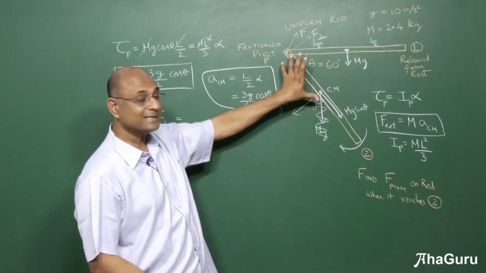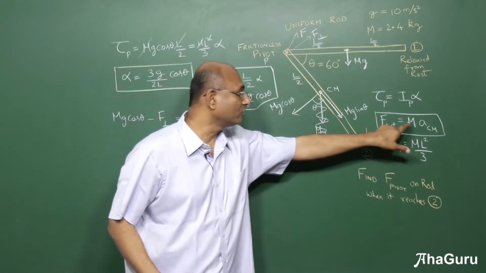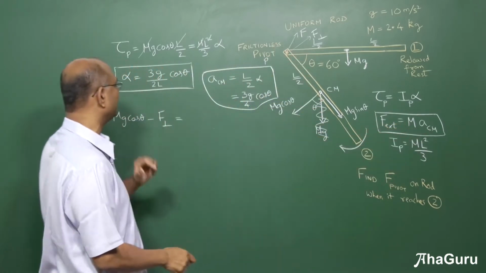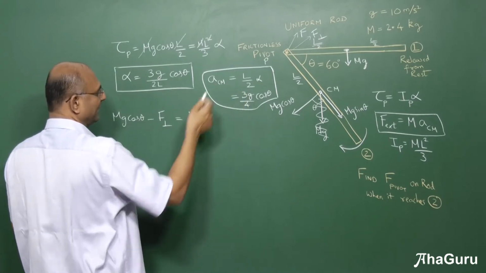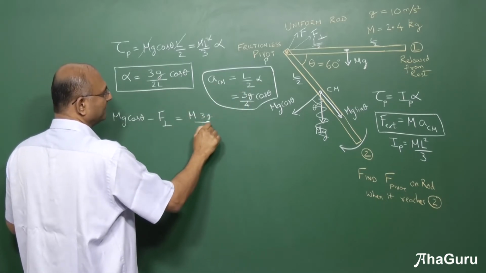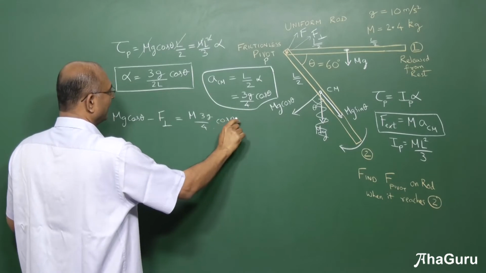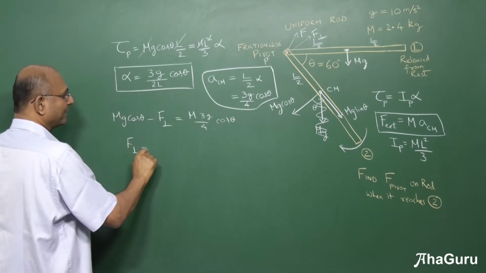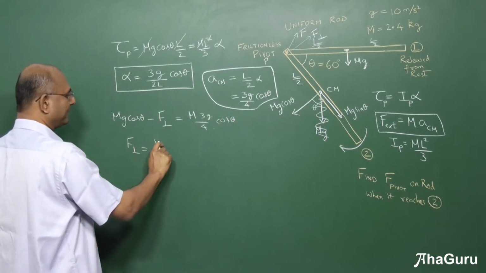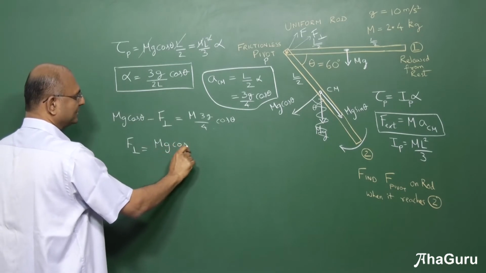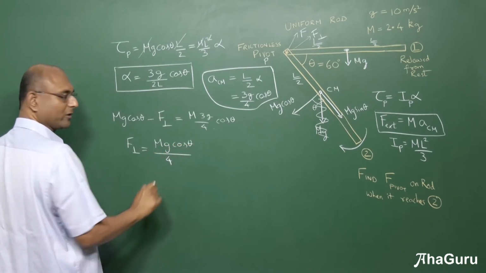That must be mass into acceleration of the rod. So if I use mass into acceleration of the rod, and this I use as acceleration, so I'll write 3g by 4 cos theta, and then you get F perpendicular. If I take it to that side, you will end up with mg cos theta by 4.